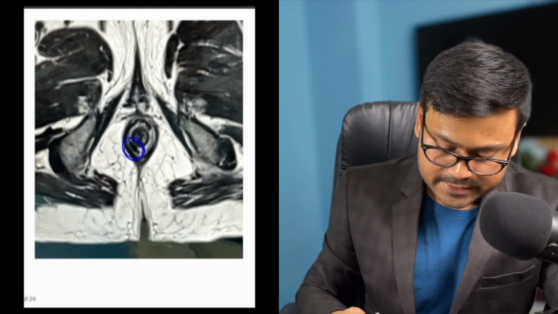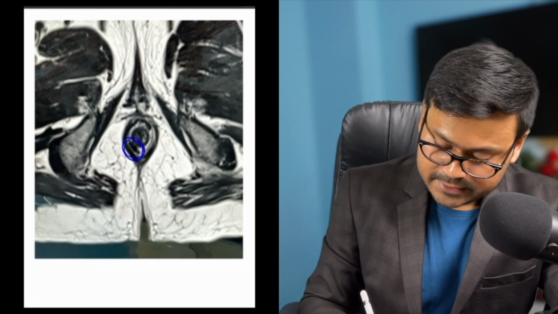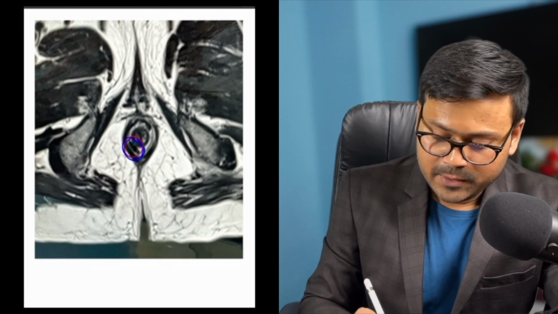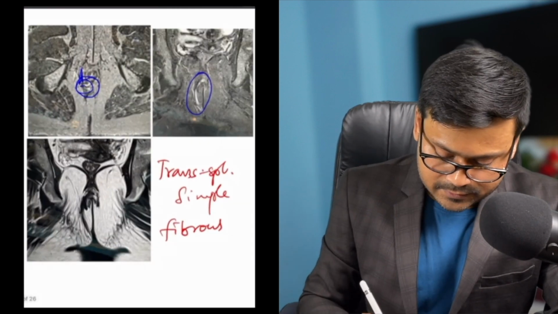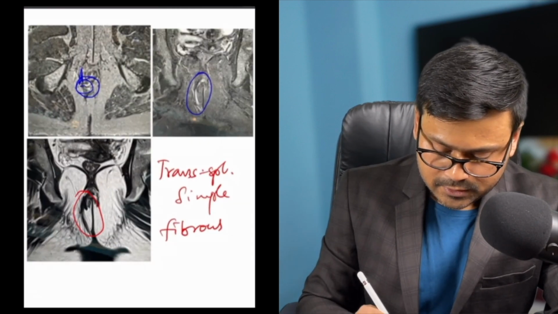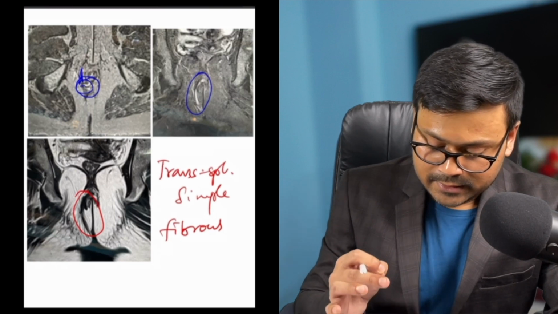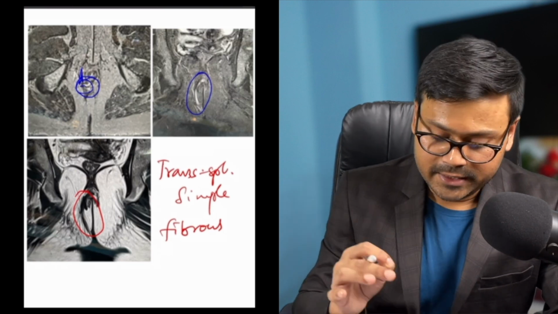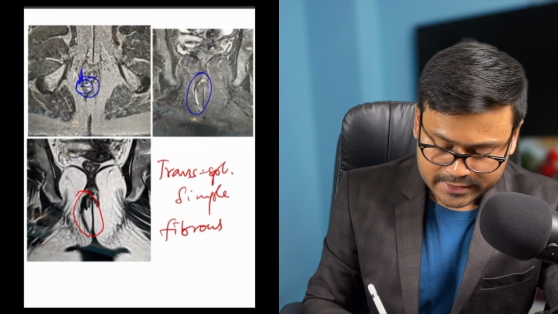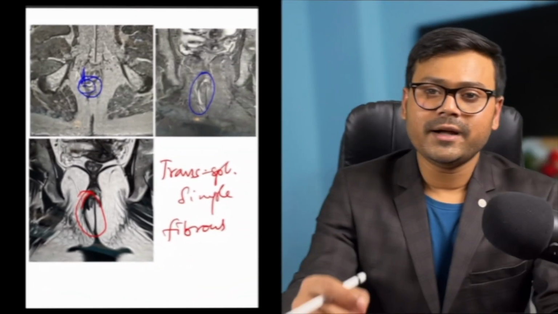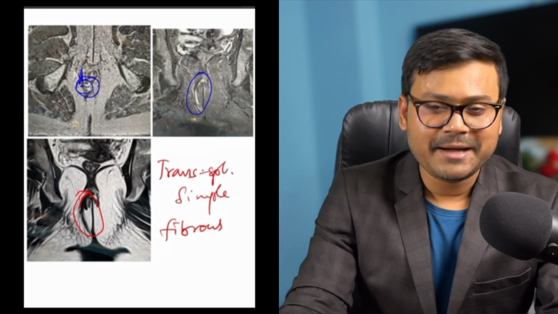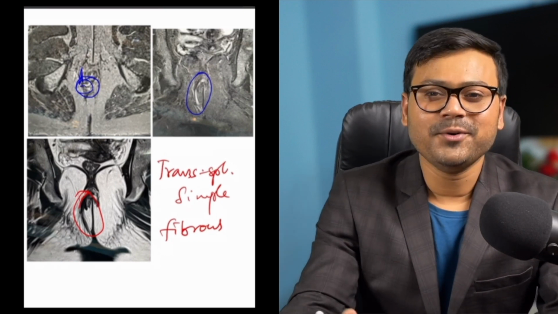So supralevator extension is there, and this is intersphincteric, but as it is hypo in T2, this is fibrous tract. Again fibrous tract because it is hypo in T2, but this time it is transsphincteric fistula. It is crossing the external sphincter also. See, this is crossing the external sphincter. So I am done with my discussion. I think I have cleared your doubt a bit, if not more.